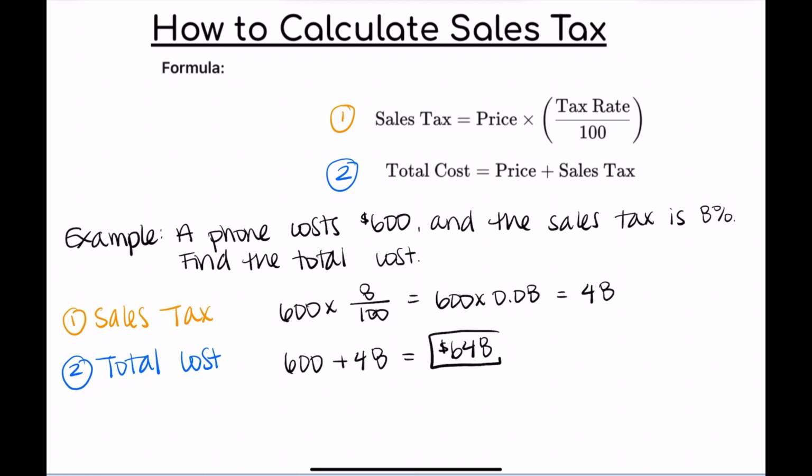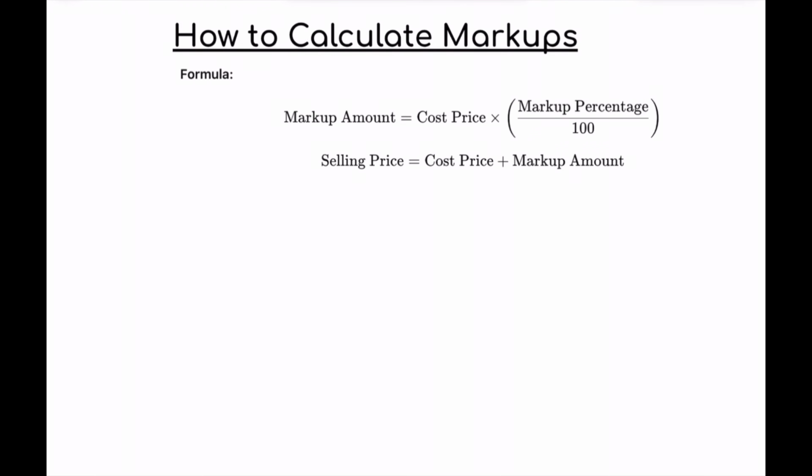Now let's get into how to calculate markups. The formula for markups is we take that cost price and multiply it by the markup percentage over 100. Once we do that, we'd move on to step 2. In order to find the selling price, we'll take the original cost price and add the markup amount.